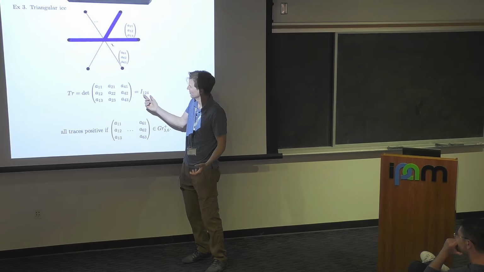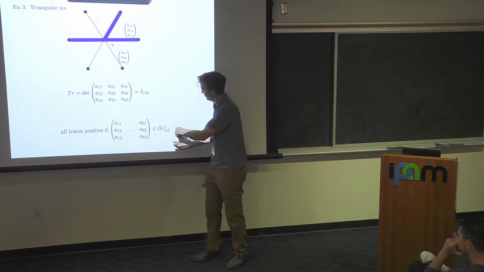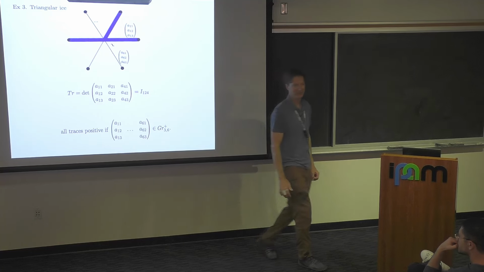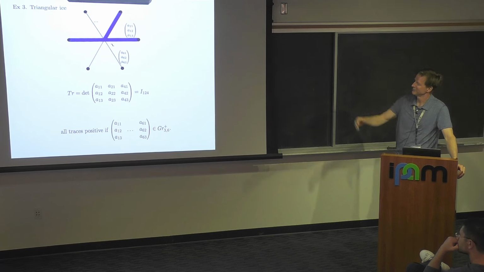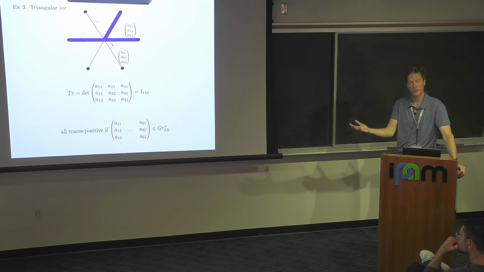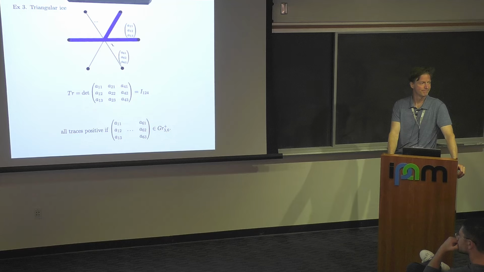And those are also Plücker coordinates, and the traces are all positive if your element is in the G36 positive Grassmannian. So that gives you a nice subvariety of this 20-vertex model, which is free fermionic.